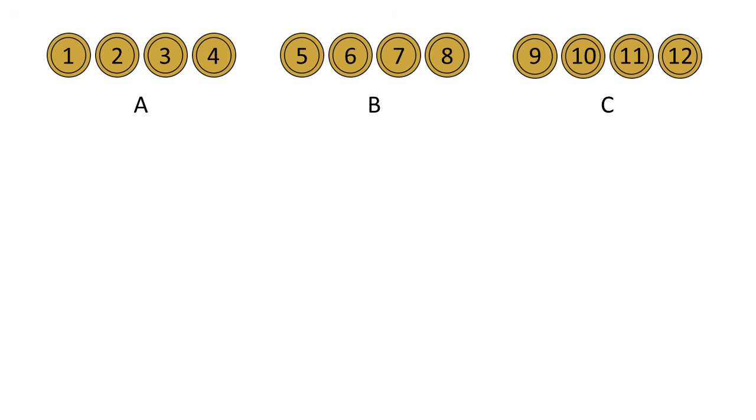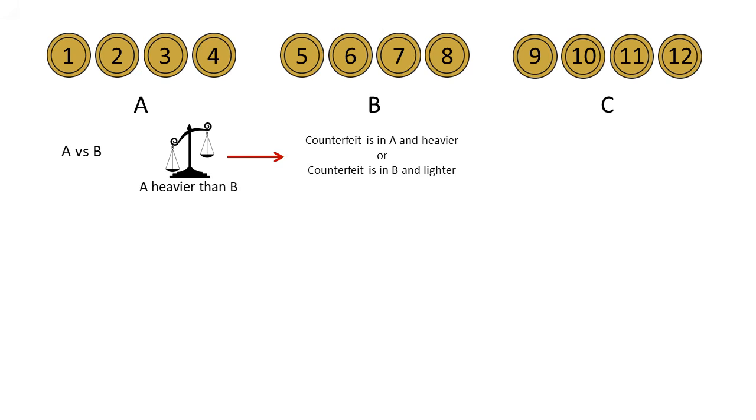But what about if our scales don't balance? This would tell us that one of the coins from A and B is our counterfeit. Now, suppose in this example that A ends up being the heavier side than B. If this is the case, then the counterfeit coin is either in group A and heavier than the other coins, or it's in group B and it's lighter than the other coins. This is going to be important for later.